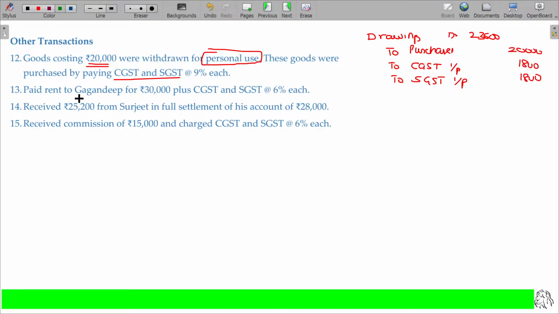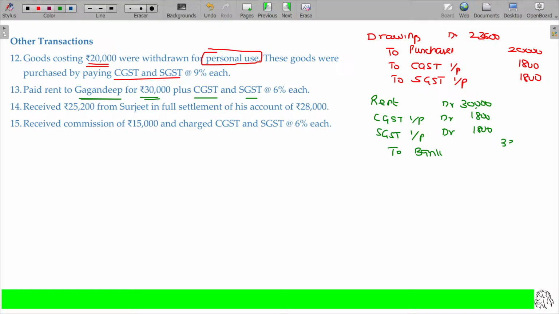Paid rent to Gagandeep for rupees 30,000 plus CGST and SGST. Rent is paid. While paying the rent, you are paying the GST also. Then rent upon debit. This will go to the owner, landlord, 30,000. And for this service, you have to pay some money to the government also. That is called CGST. So CGST on input and SGST on input. 6% each. 1,800 here, 1,800 here. To bank. This value being 33,600.